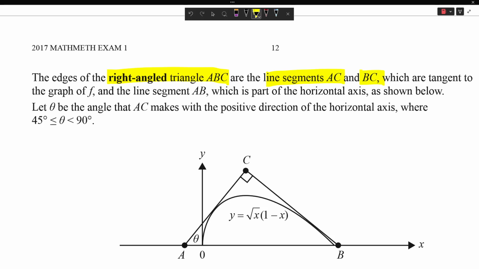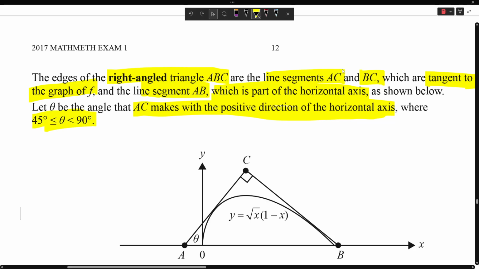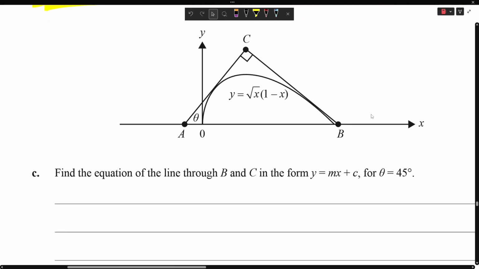BC, which are tangent to the graph of f. Along with these, there's the line segment AB, which is part of the horizontal axis. They let theta be the angle that AC makes with the positive direction of the horizontal axis, and theta is between 45 degrees and 90 degrees, including 45 and not including 90 degrees.